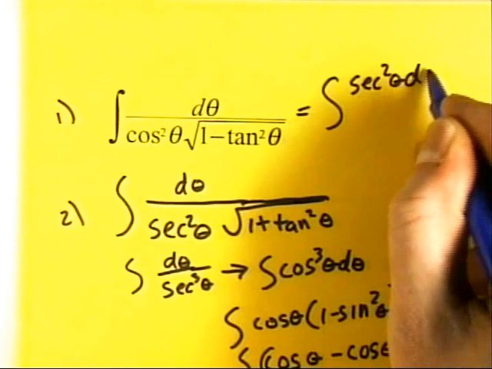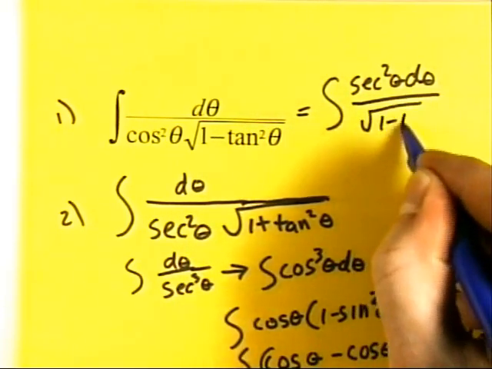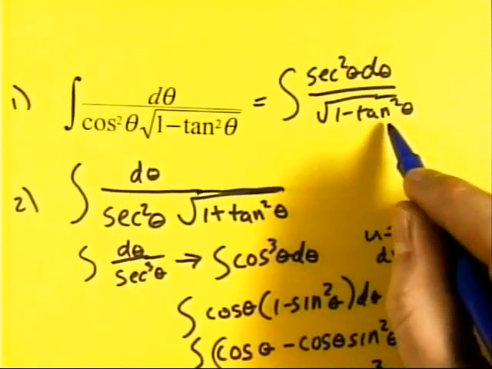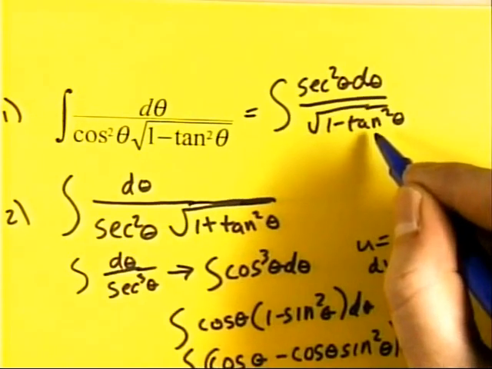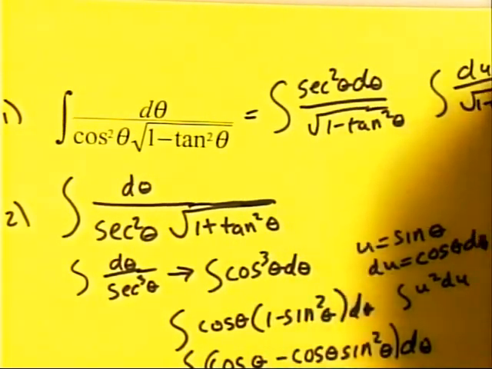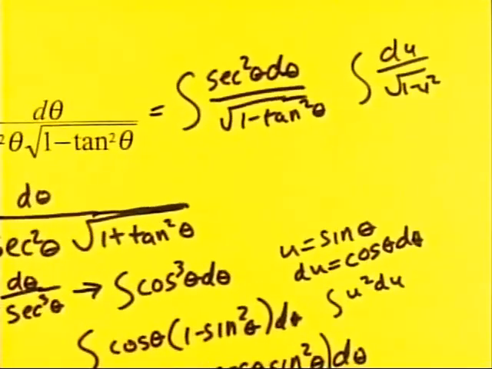This is secant squared theta, all over 1 minus tangent squared. I don't know if the AB teachers have covered this yet, but the derivative of tangent is secant squared, so this is just the integral of du over the square root of 1 minus u squared, which is just the inverse sine of u.